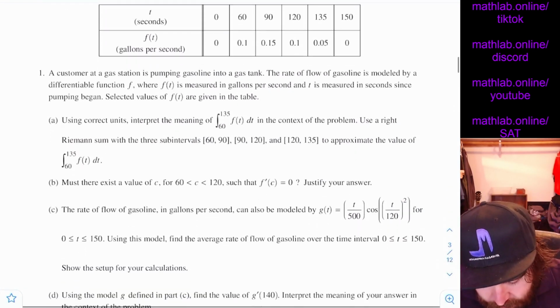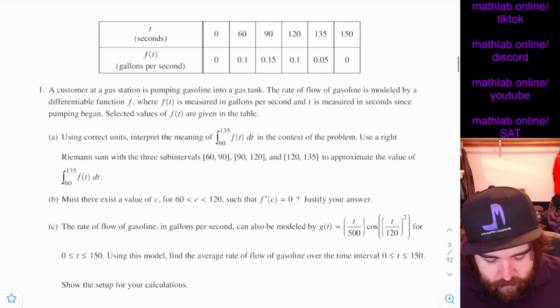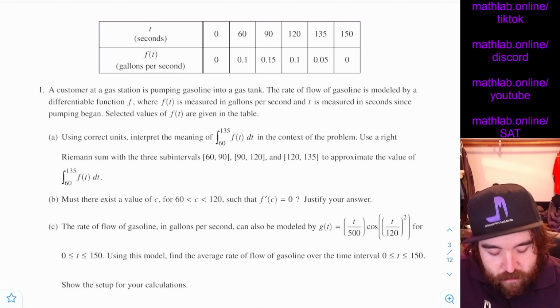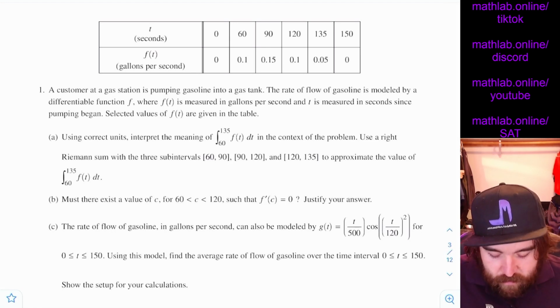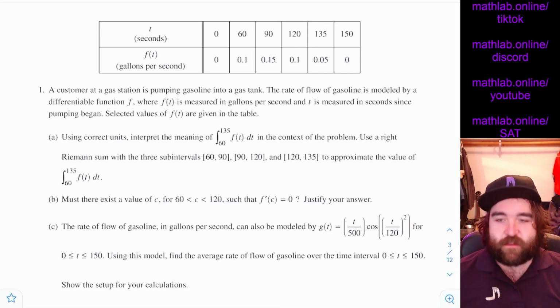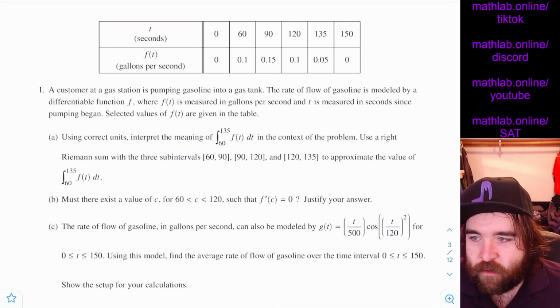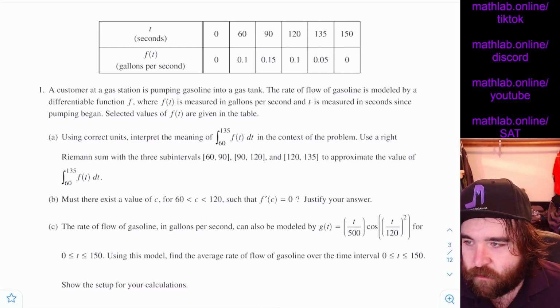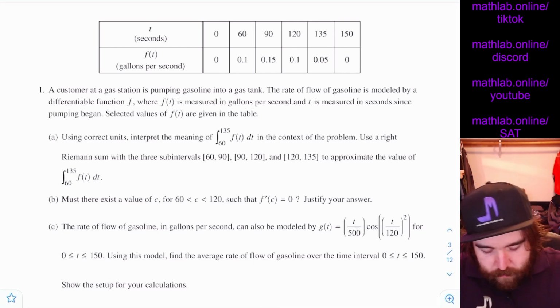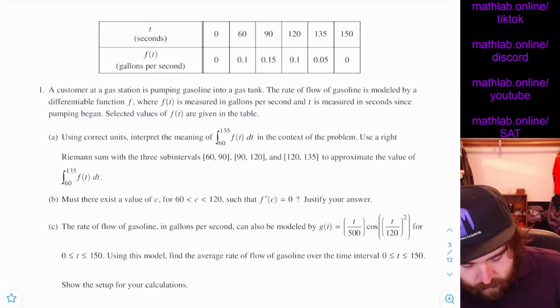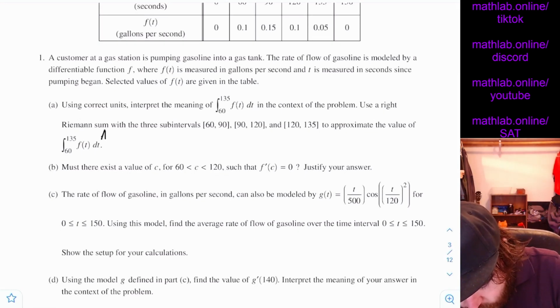All right. A customer at a gas station is pumping gasoline into a tank. The rate of flow of gasoline is modeled by a differentiable function f of t, measured in gallons per second, and t is measured in seconds since pumping began. Selected values of f of t are given in the table. Using correct units, interpret the meaning of the integral from 60 to 135 of the function in the context of the problem. Use a right Riemann sum to approximate the value. Okay, so when you take the integral of a rate, you get a value. So that will be the amount.